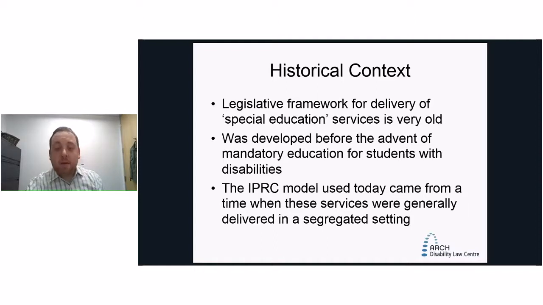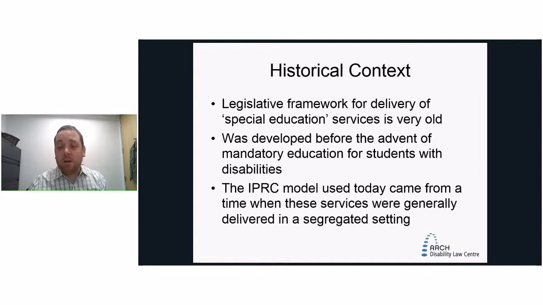So the big thing that I would really emphasize at the outset of this presentation is that the legislation surrounding education in Ontario is really old, especially things related to delivery of quote-unquote special education services. A lot of this was developed in the late 70s to early 1980s, at a time when our understanding of disability was quite different.